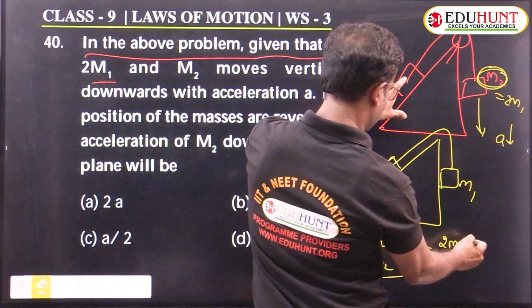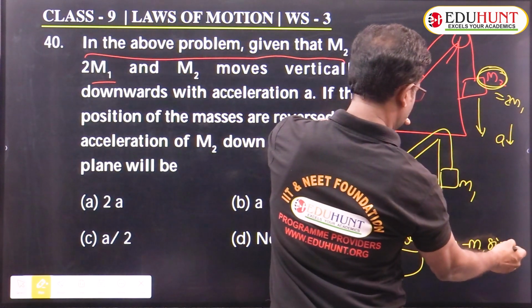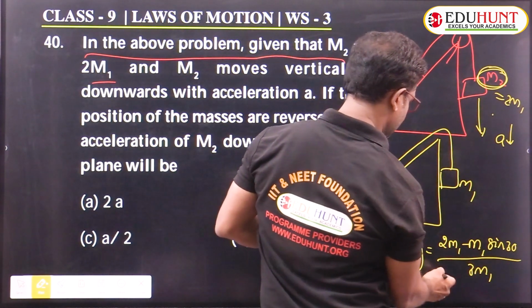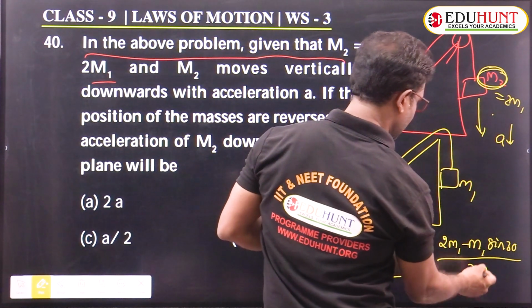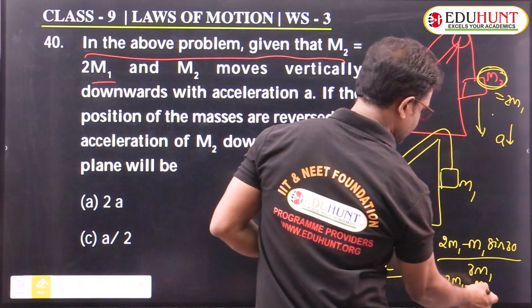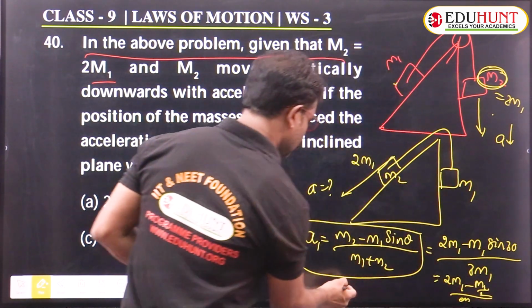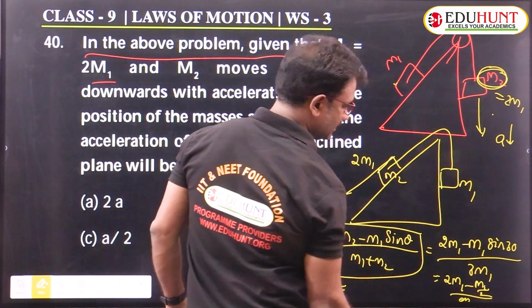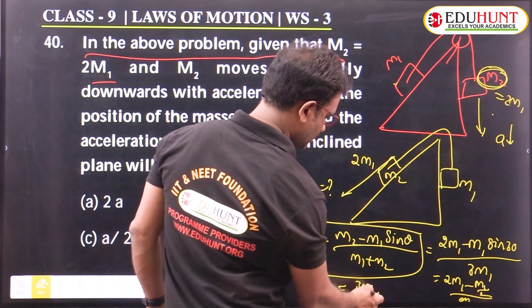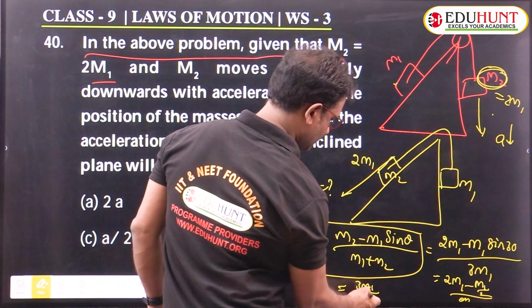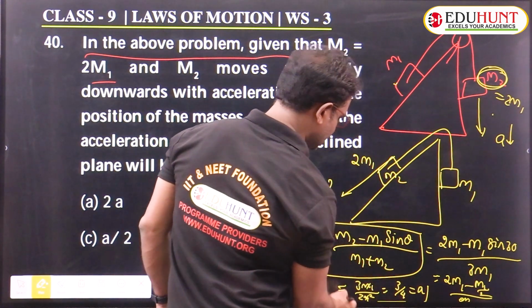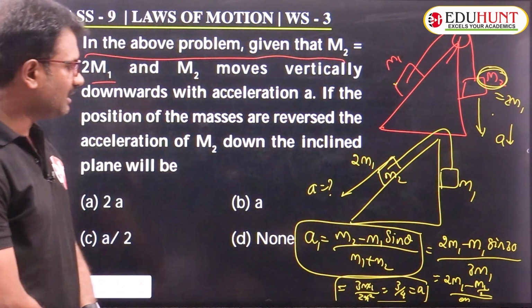(2M1 minus M1) sin 30 by (M1 plus M2), which means M1 plus 2M1, 3M1. So this equals (2M1 minus M1) times sin 30, which is half, so M1 by 2 over 3M1. Which is equal to (4M minus M) means 3M by 2, 3M1 by 2 into 1 over 3M1... M1 gets cancelled and this is nothing but 3 by 4, which is the acceleration in the first case, A equal to 3 by 4.